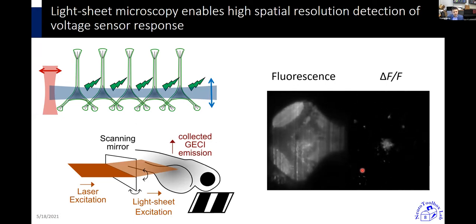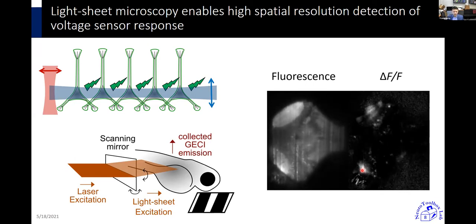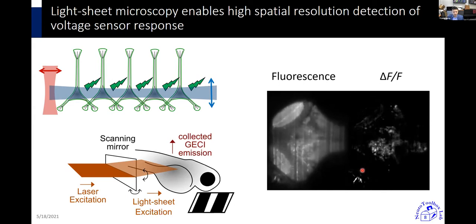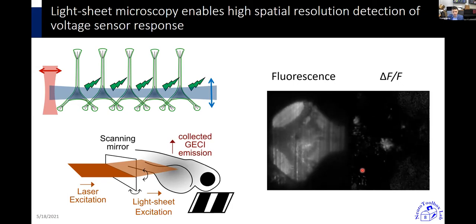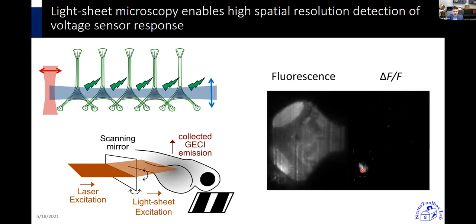Okay, so all of these methods require some kind of scanning, and ultimately, in order to keep up with the calcium and especially voltage indicators, we'd like to get to a regime where the scanning speed is not necessarily the limitation of these microscopy volumetric imaging aids.